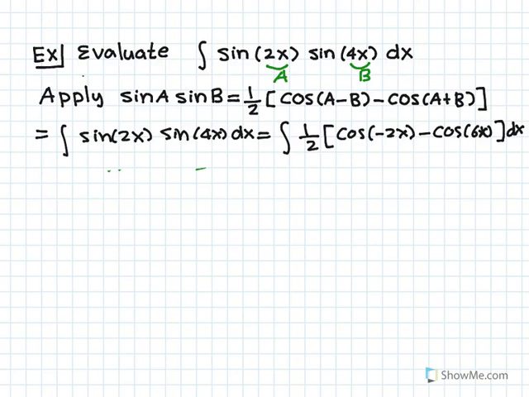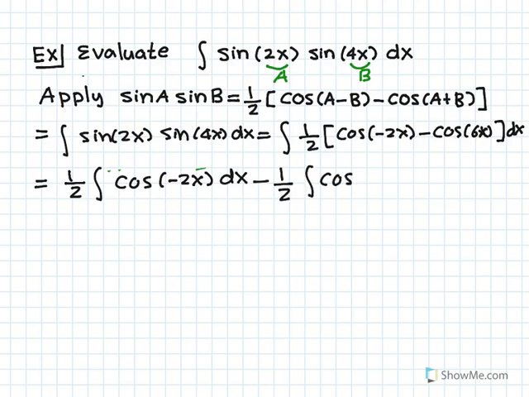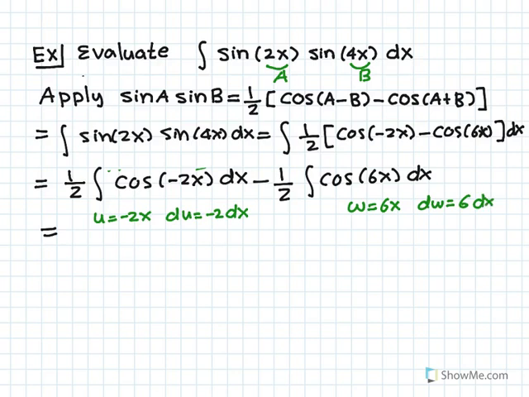So now let's split up the integrals, and we get 1/2 integral of cos of minus 2x dx minus 1/2 integral of cos of 6x dx. The first integral is basically just applying U substitution. Let u be equal to minus 2x, du is minus 2 dx, and say w equals 6x for the second integral, and dw will be 6 dx.